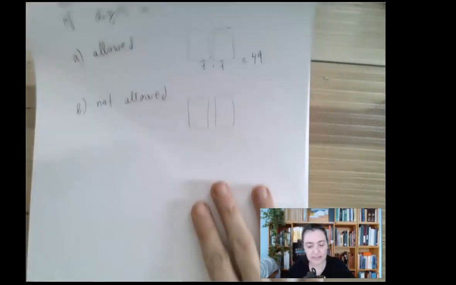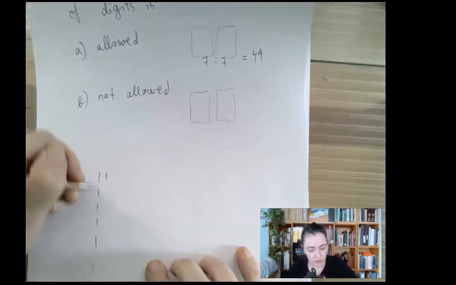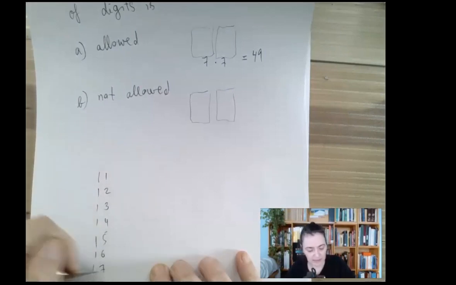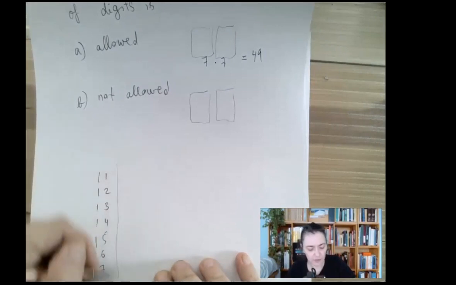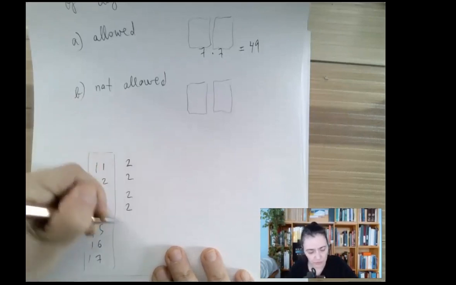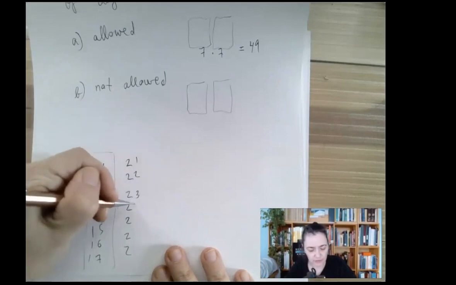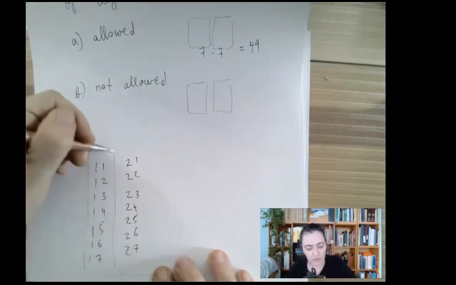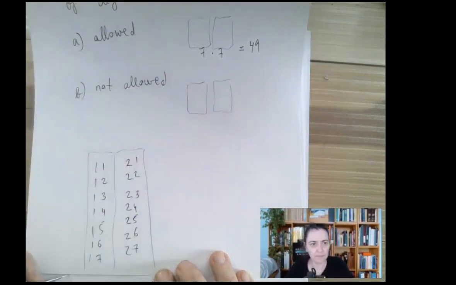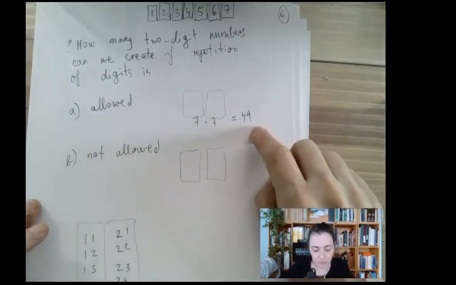If we had to list them, they would look like this. We would have 1 1, 1 2, 1 3, 1 4, 1 5, 1 6, 1 7. And then that's the 2-digit numbers that begin with a 1. And then the ones that begin with a 2, there are going to be 7 of those, because the second digit could be 1, 2, 3, 4, 5, 6, 7. So we would get a square with 7 columns and 7 rows, right? So when repetition of digits is allowed, then the answer is 49.